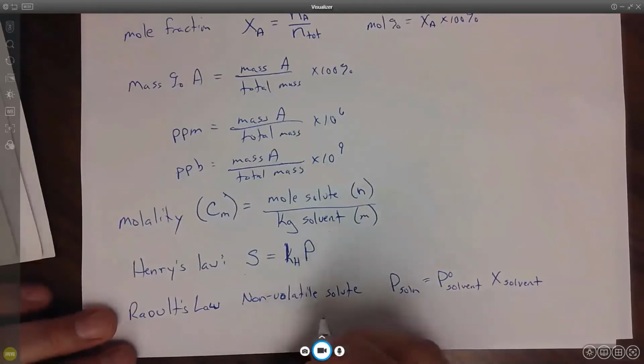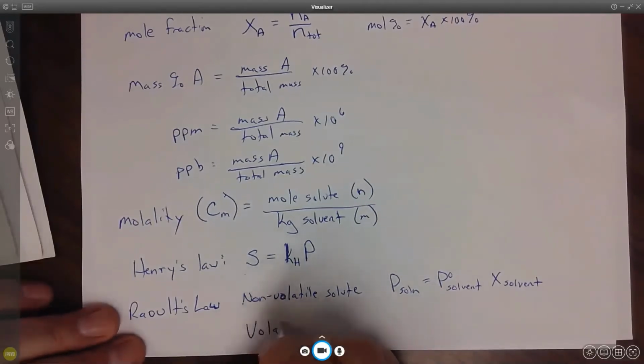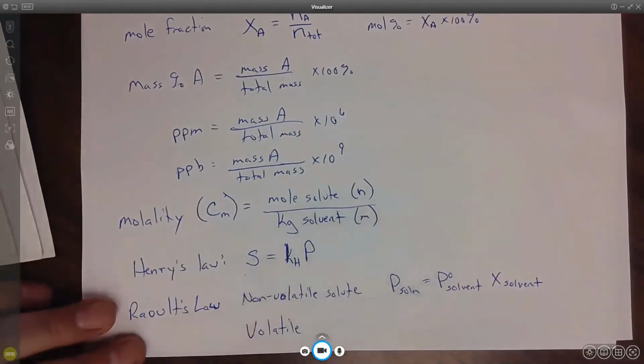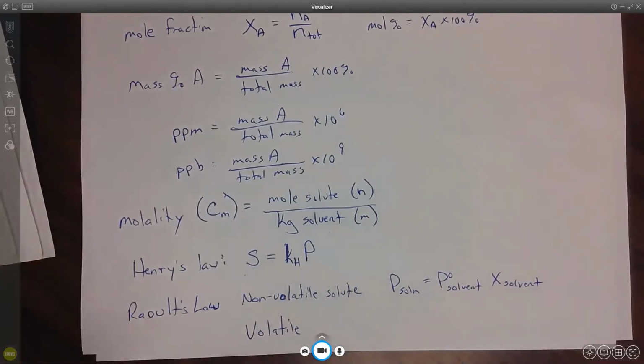Then if the solute was volatile, in other words, it would evaporate. So again, a non-volatile solute doesn't evaporate appreciably. Everything evaporates. Your computer right now is evaporating in front of you. Now, it might take a few billion years for it to completely evaporate, but it is evaporating. But we're going to consider that to be a non-volatile solute. If you put something on your desk and it evaporates considerably within a day, we would consider that to be a volatile solute.